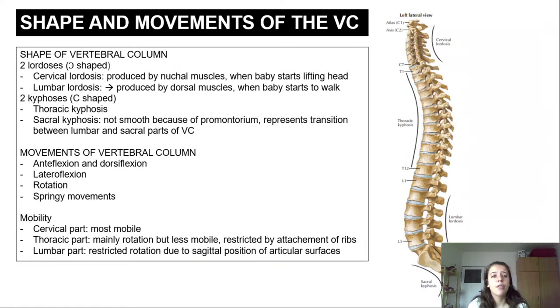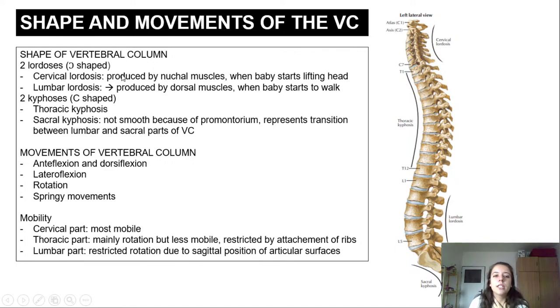Shape and movements of the vertebral column. I think it might not be showing the tip here, but it's okay. For the shape of the vertebral column, we can name two lordoses and two kyphoses. Lordoses are the ones that are inverted C-shaped, like D-shaped but without the D. We're going to have the cervical lordosis, and we're going to have the lumbar lordosis.